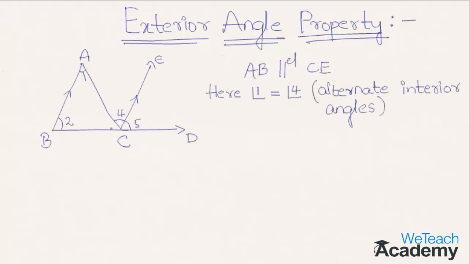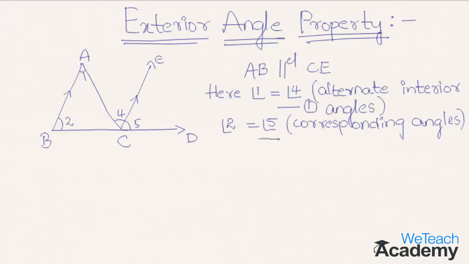As BD is a transversal which intersects parallel lines CE and AB, we get angle 2 is equal to angle 5, which is nothing but a pair of corresponding angles. Let us write angle 1 is equal to angle 4 as equation 1 and angle 2 is equal to angle 5 as equation 2. Now let us add these equations 1 and 2.